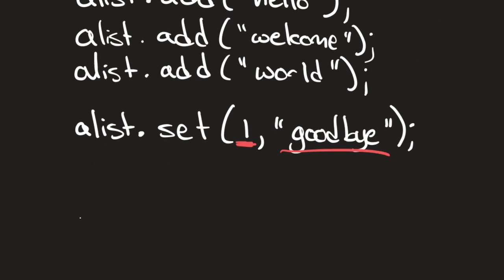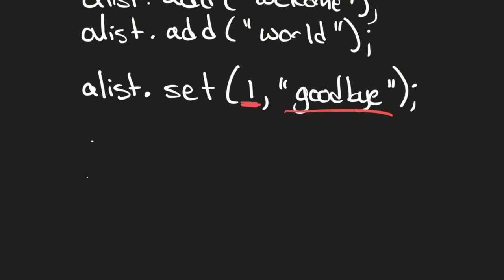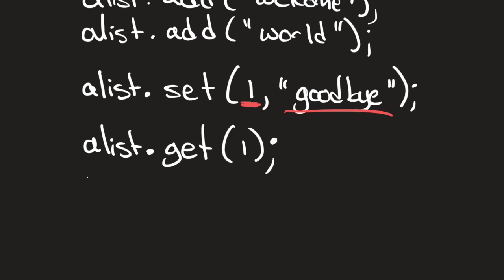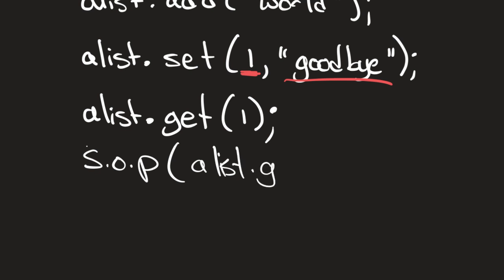Another function that we see quite often with array lists is get. So we can say ArrayList.get, and we can just pass it an index. If we said ArrayList.get(1), it's going to return goodbye now, because that's what we've set it to. If we wanted to print out the element at index 1, we could do our System.out.print of ArrayList.get, and then the index we want to get.